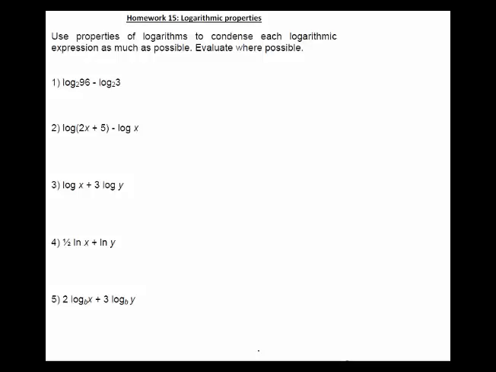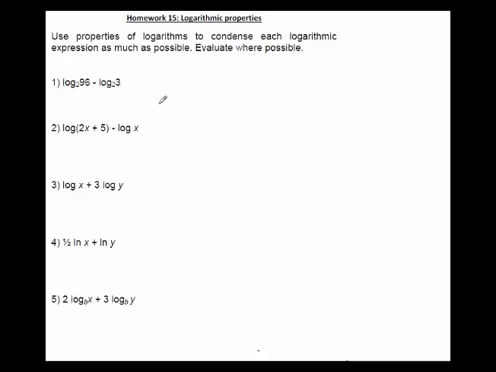Homework 15 is about condensing logarithms, making them simpler, which is something that we learned about in the original videos and the original practice materials. There are a series of rules by which you can condense logarithms, so if you haven't already done so, you should go over those.